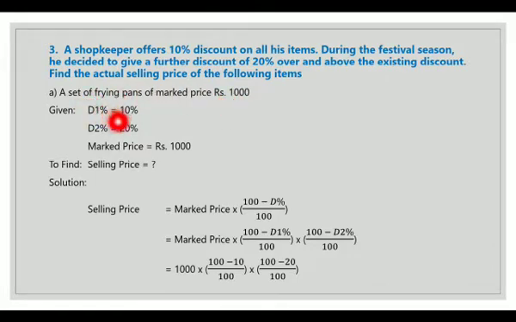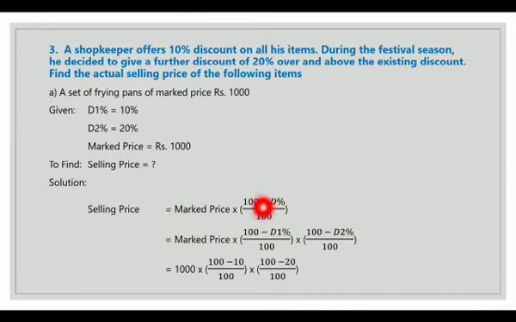So D1 percent equals 10%, D2 discount percent equals 20%, as there are two discounts. So I have mentioned here D1 and D2. Mark price equals rupees 1000. We need to find the selling price. Solution: selling price equals mark price into 100 minus D% upon 100. Now here there are two D's, D1 and D2, so we have to multiply this by another one. So mark price into 100 minus D1% upon 100 into 100 minus D2% upon 100.